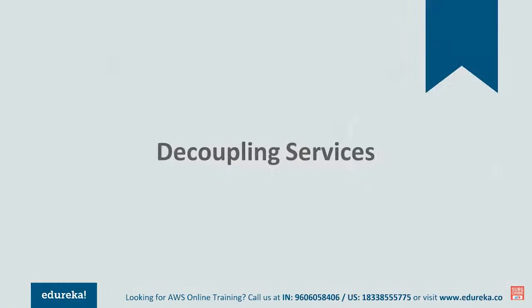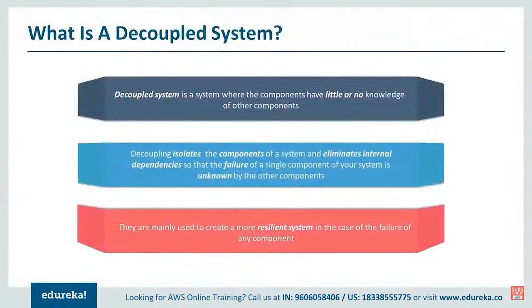Then try to create loosely coupled environments wherein one component of your application really doesn't know about the second component of the application. So in the event one component was to go down, you're still good. So decoupling would isolate the component of the system and eliminate internal dependencies. And these services are mainly used to create more resilient systems in case of failure of any component.